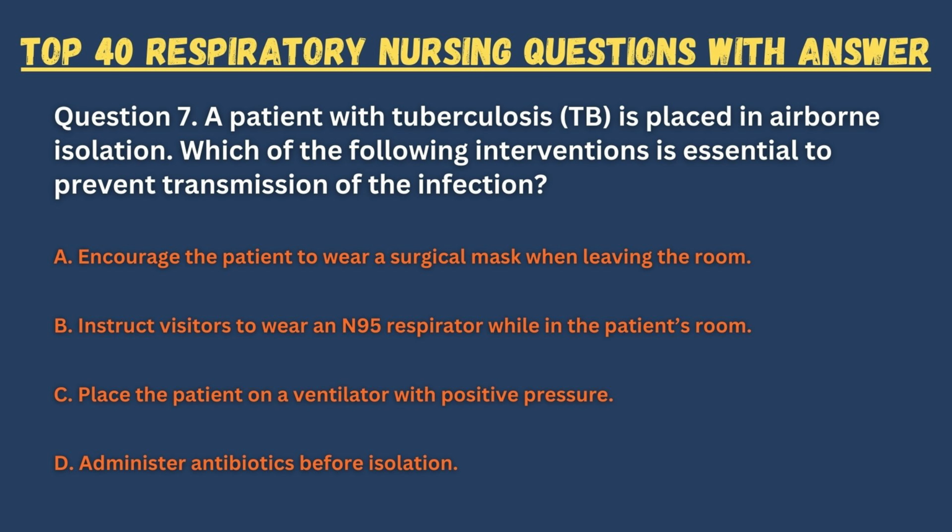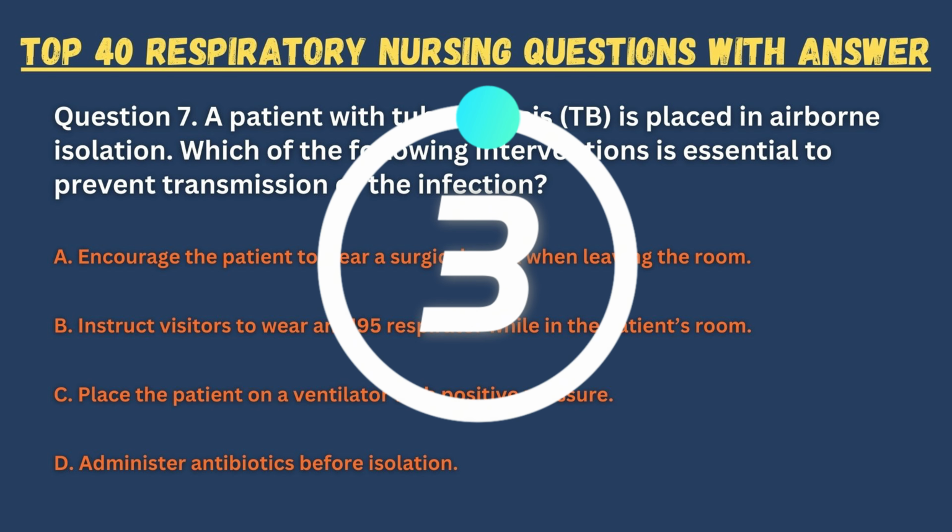Question 7. A patient with tuberculosis (TB) is placed in airborne isolation. Which of the following interventions is essential to prevent transmission of the infection? A. Encourage the patient to wear a surgical mask when leaving the room. B. Instruct visitors to wear an N95 respirator while in the patient's room. C. Place the patient on a ventilator with positive pressure. D. Administer antibiotics before isolation.